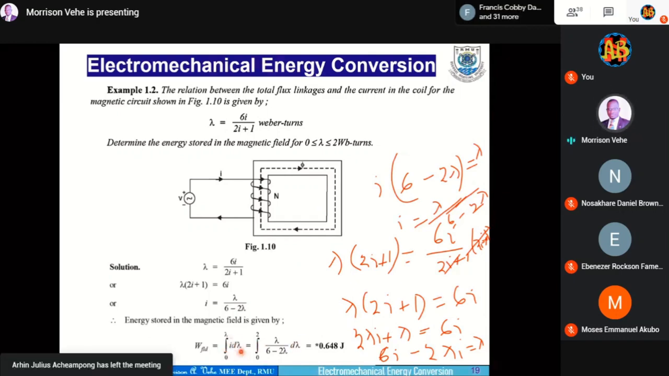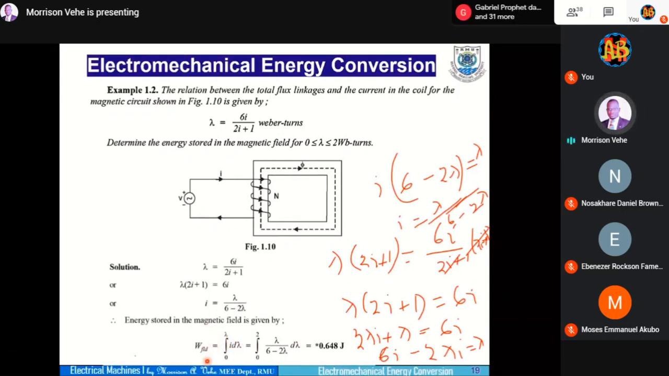So this is a valid situation, and you just integrate this whole thing. This is all you want to do: integrate this, so that you are able to tell the energy. This is something we can just integrate, isn't it?